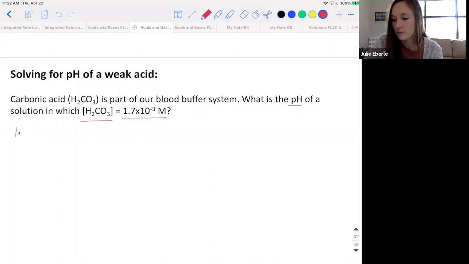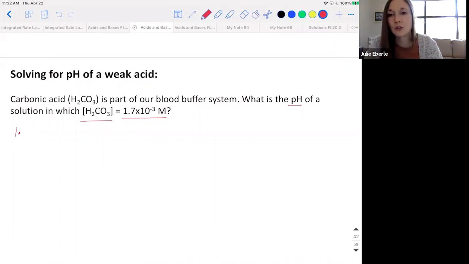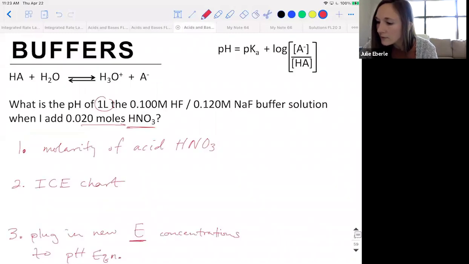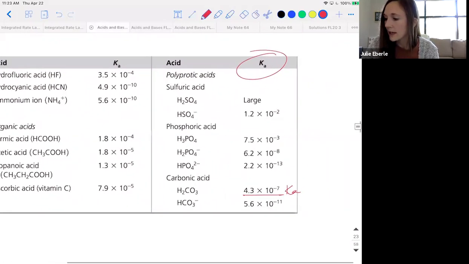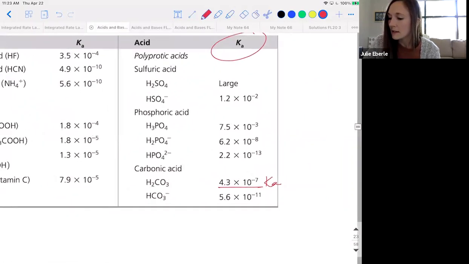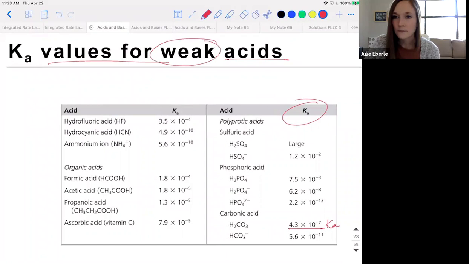Step 1: we need to identify if this is a strong or a weak acid. Is it strong or is it weak? Okay, here's the table, and I actually already had it labeled from this morning. Carbonic acid is, look, the title of the slide says Ka values for what? Weak acids. So what kind of acid is this? It's a weak acid, and we are actually going to need the Ka value.